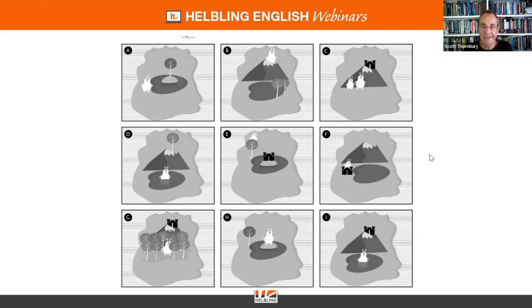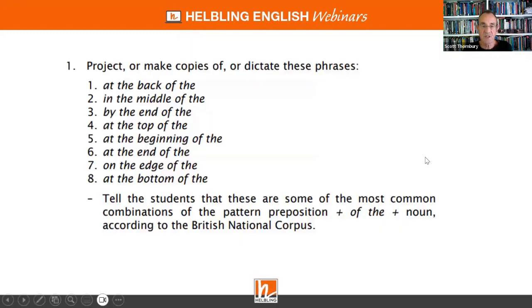So what we're using here are these kinds of chunks, which is these expressions, which are incredibly common in English. Well, I mean, in any language, because we describe position, location all the time. So these are some of the common phrases. Now you can project these on the board, or you can write them or dictate them. So we've got some unfinished chunks: at the back of that, in the middle of the, by the end of that, the top of the.